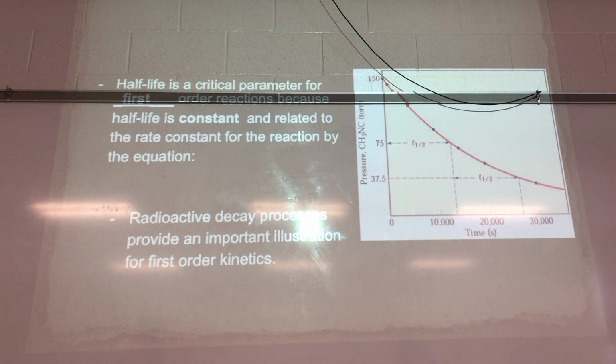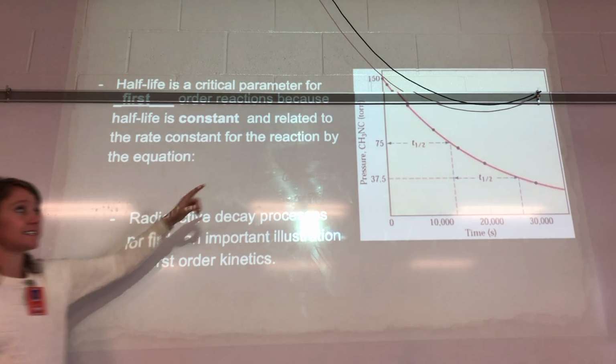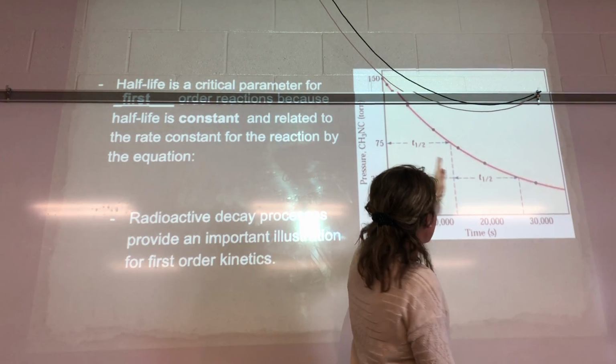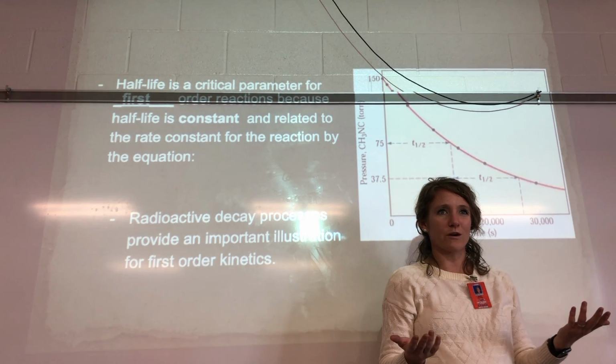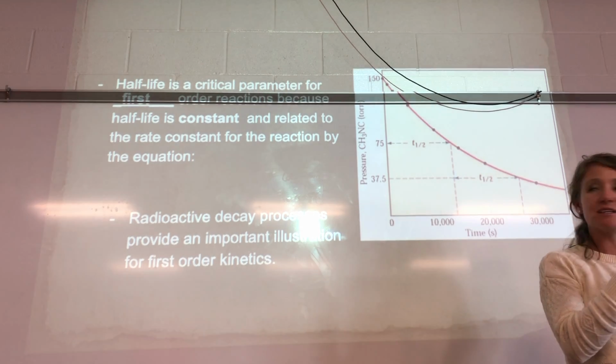So first order reactions always have a constant half-life. Second orders do not. Second orders do not have a constant half-life. It will not be this perfect exponential decrease. Same thing with zero order. So it's kind of just a key connection to make.